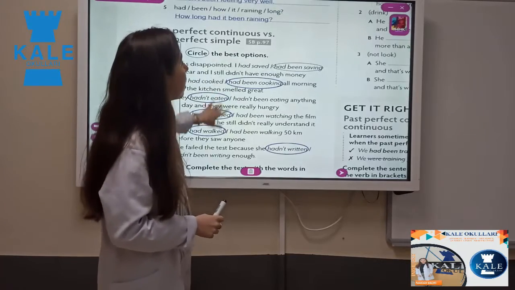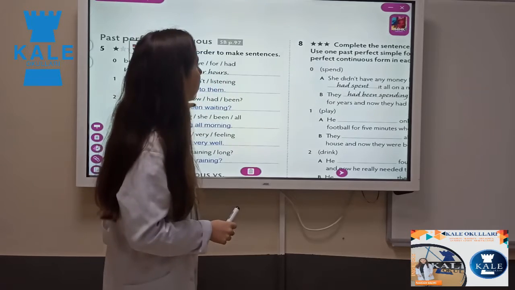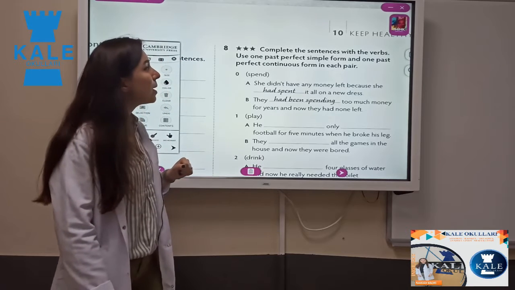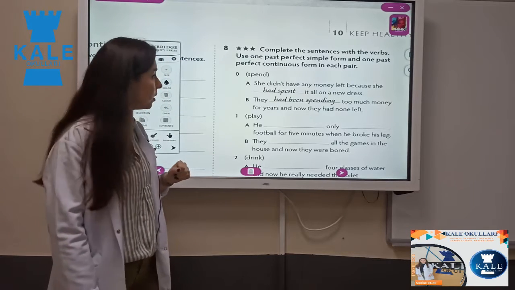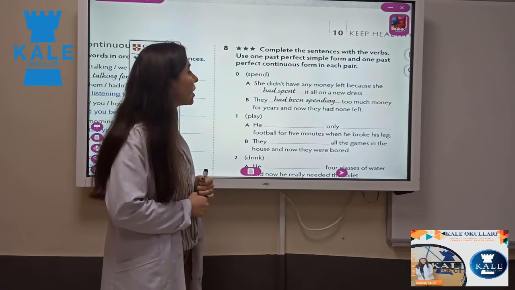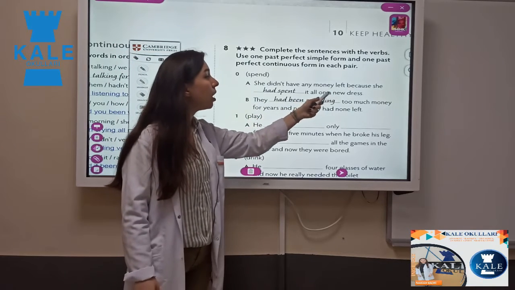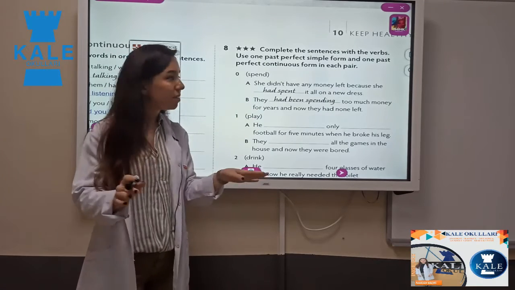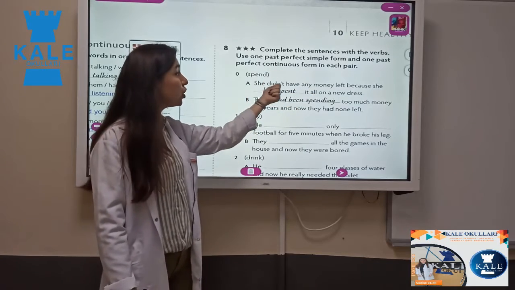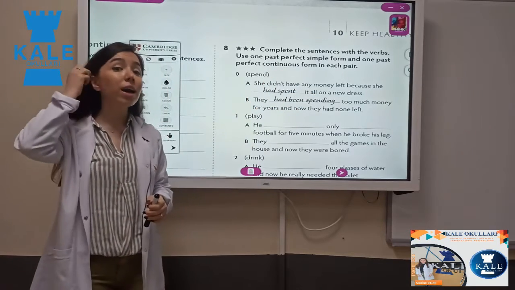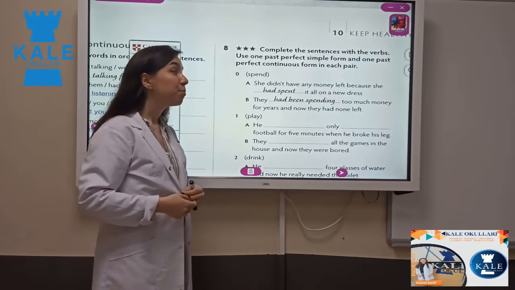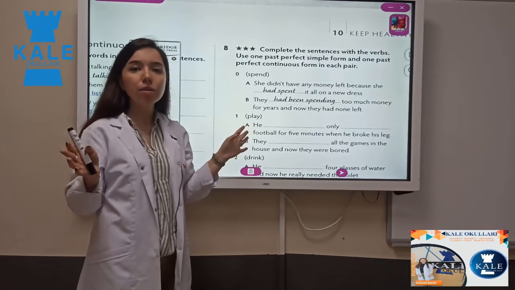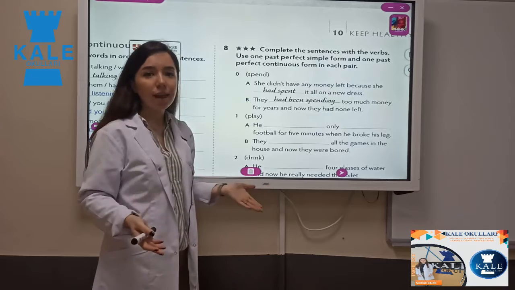And just let's come here, what we have here. Complete the sentences with the verbs. Use one past perfect simple form and one past perfect continuous form of the verb. She didn't have any money left because she had spent it all on a new dress. One action happened before, yes? First, she had spent all her money, then she didn't have any money left to buy that dress, yes? Why? Because before buying this dress, she had spent all of them, so the money is finished. Now it's obvious that she didn't have any money.